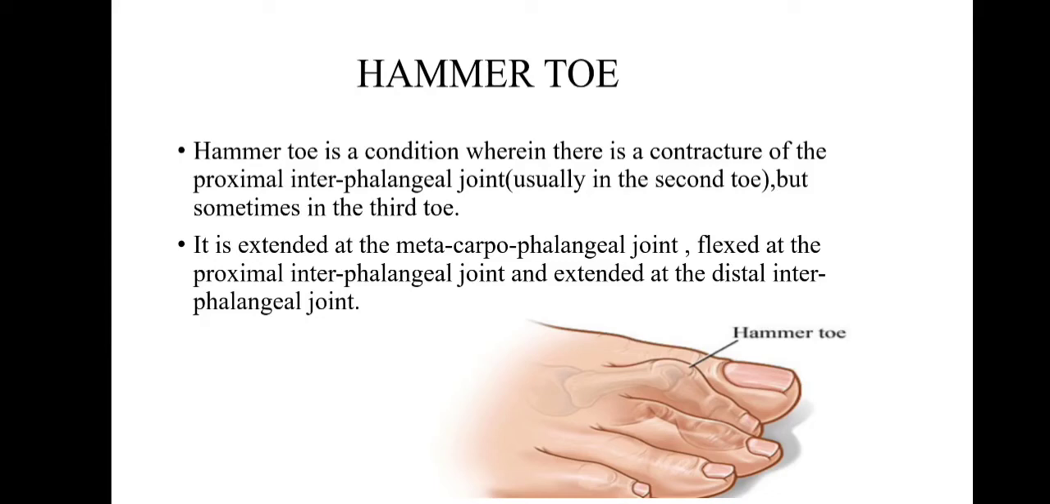Hammertoe is a condition wherein there is a contracture of the proximal interphalangeal joints, usually in the second toe, but sometimes in the third toe. It is extended at the metatarsophalangeal joint, flexed at the proximal interphalangeal joint, and extended at the distal interphalangeal joint.